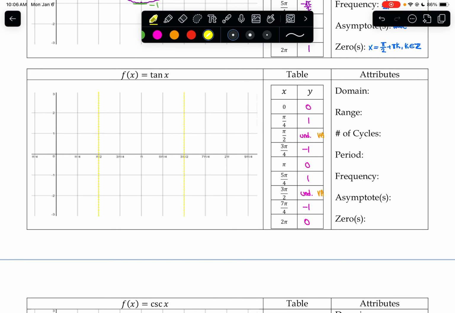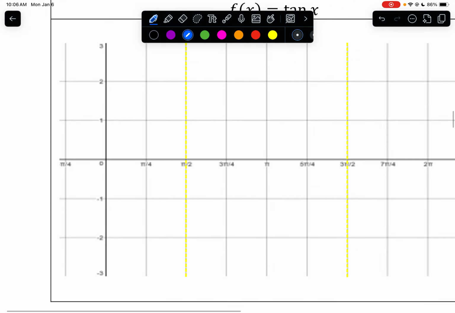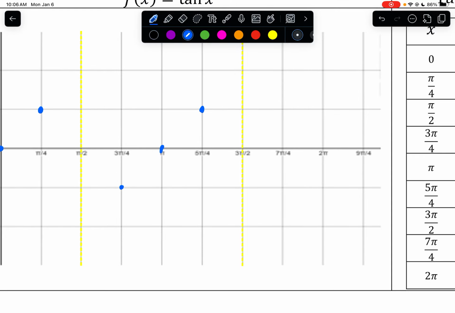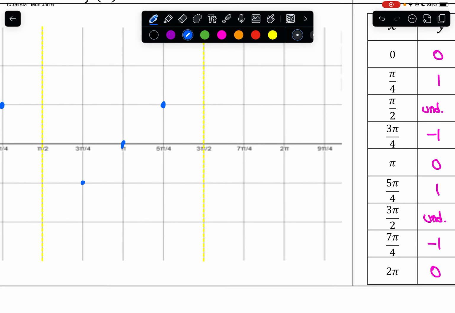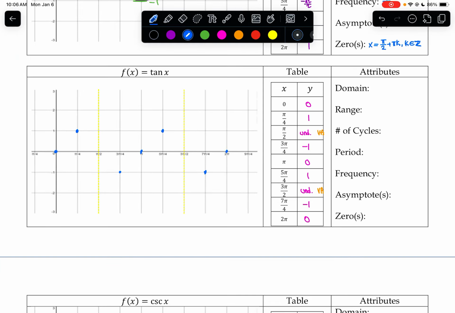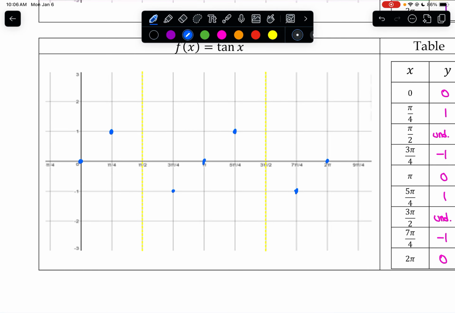All right, so now I'm going to start plotting these points, and we're going to look to see what kind of pattern we're going to have. So we're going to have a point at 0, 0, then pi over 4, 1. All right, pi over 2 is undefined, so we're going to skip over it. 3 pi over 4 is -1. Then pi is at 0. Then 5 pi over 4 is going to be at 1. And then 3 pi over 2 is undefined. And then 7 pi over 4 is -1. 2 pi is at 0. So that's all we have for right now. But I'm actually going to expand on this in a bit.